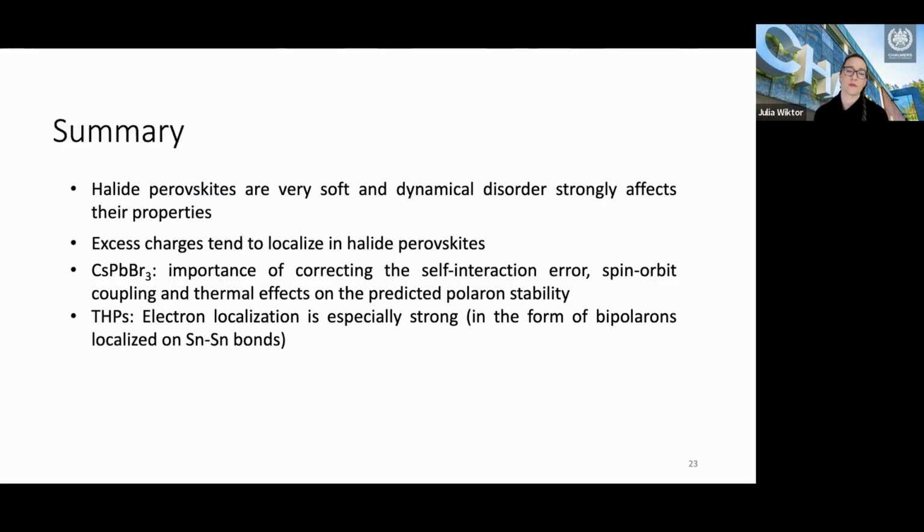So I wanted to show you that halide perovskites are very soft, and the dynamical disorder can strongly affect the properties that we calculate or how we understand their structure. And then I focused on excess charges in halide perovskites that in some compounds can localize and form polarons. On the example of cesium lead bromide, we saw that there are some computational challenges when we want to calculate these polarons. And then for tin halide perovskites, we found that electron localization is especially strong.